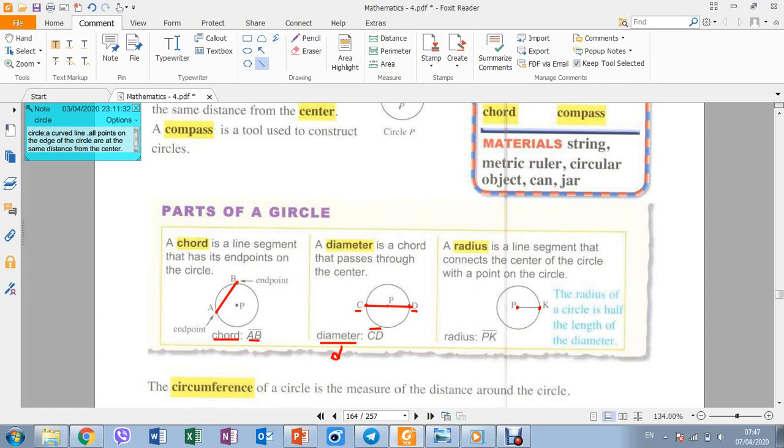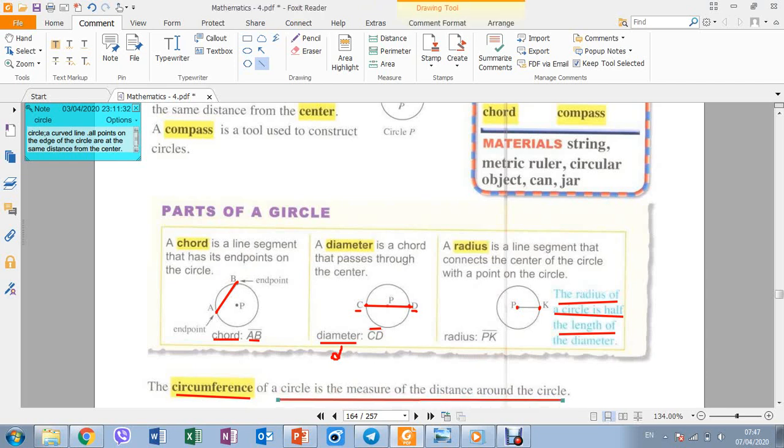Okay, look, the radius of a circle is half the length of the diameter. Half the length of the diameter means when we divide it by 2, you directly get the radius. Okay, what is the meaning of circumference? The circumference of a circle is a measure of the distance around the circle. Look how we measure this.